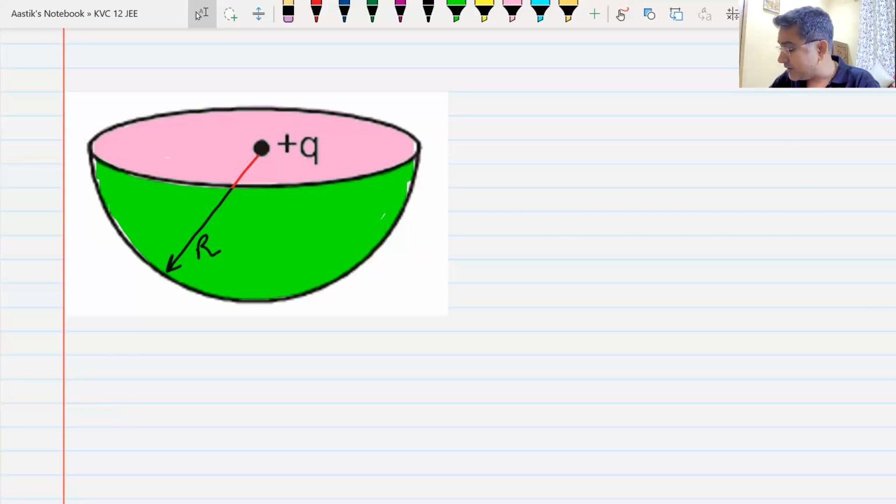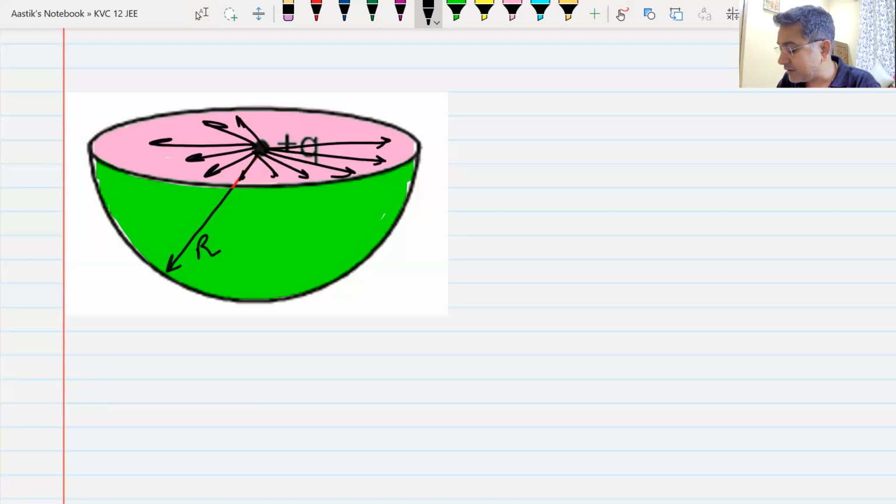This Q charge is going to throw electric field lines everywhere. Yes or no? It's going to throw electric field lines everywhere like this, reaching the point.